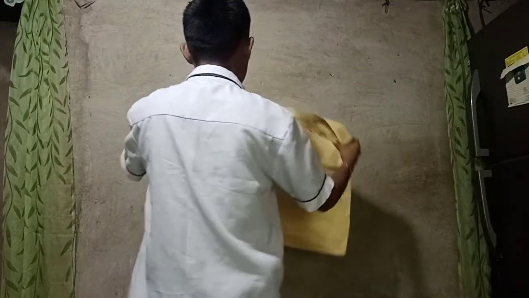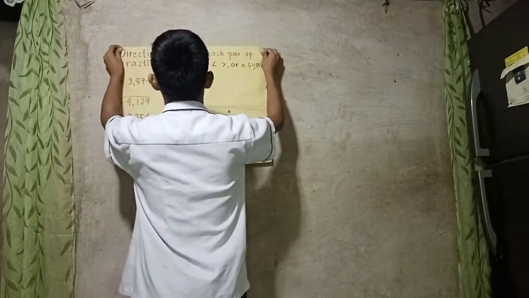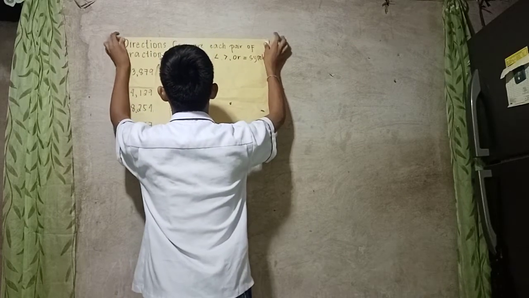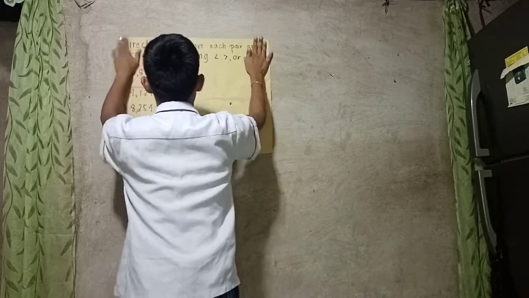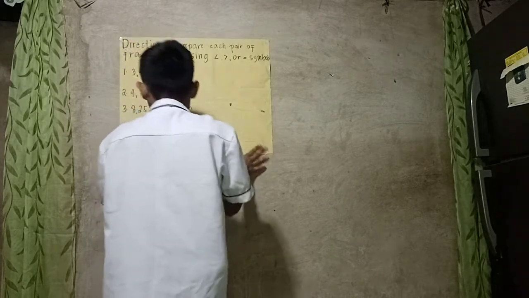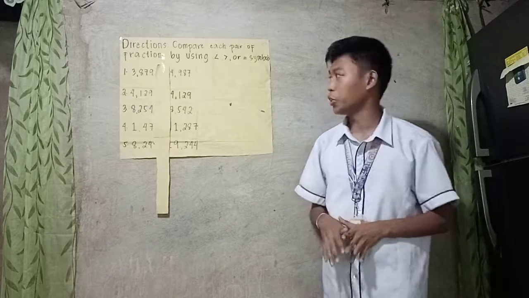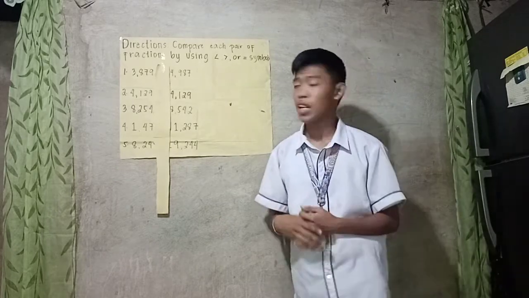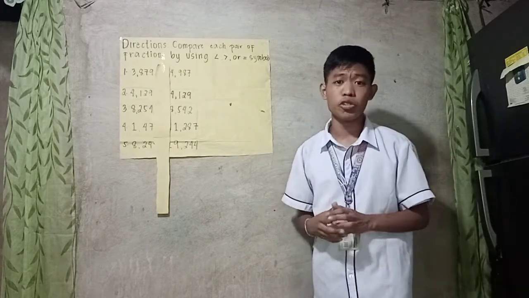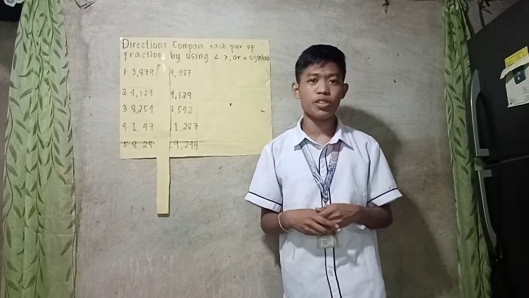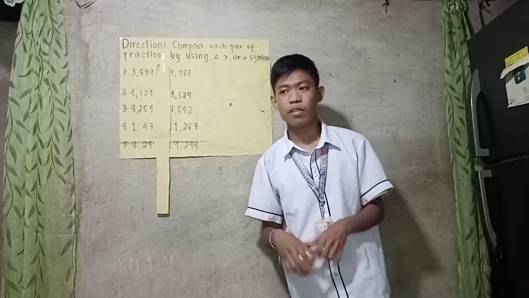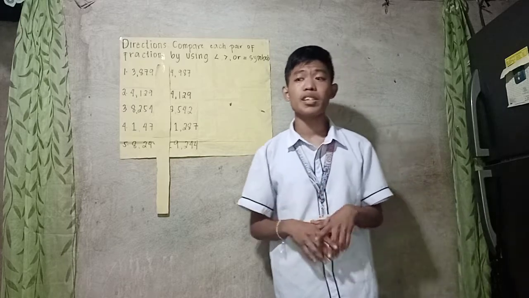So at this moment, I will be posting here decimal numbers. You are to compare each pair of fractions by using less than, greater than, or equal symbols. So I will be giving you 5 minutes to answer this one. Afterwards, we will check. So time is up. Let's check your answers.